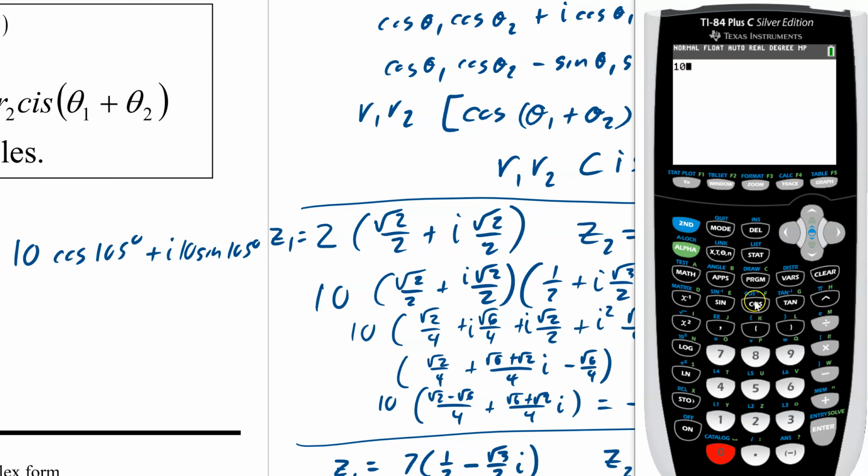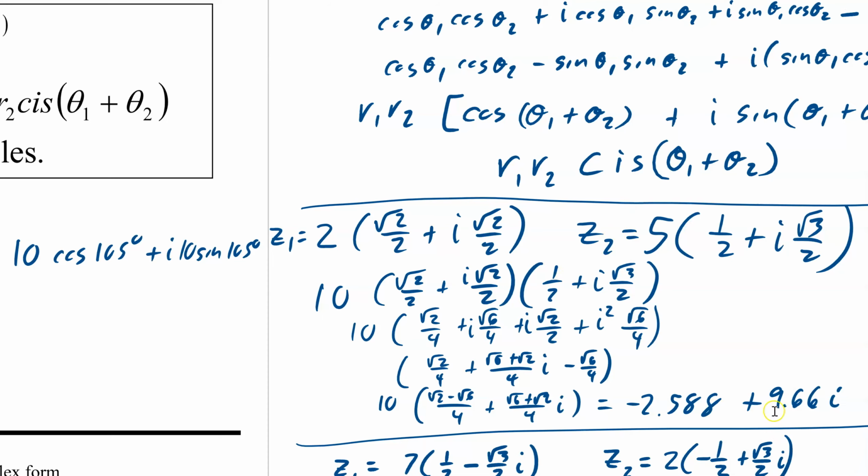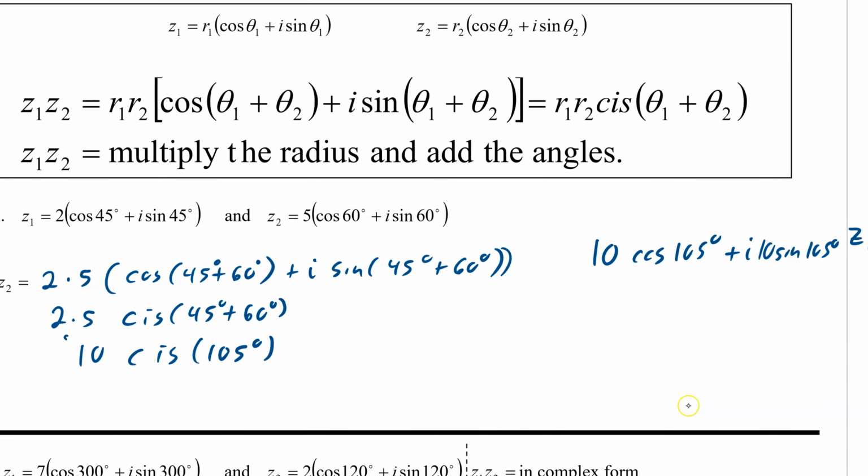So 10 cosine 105 and 10 sine 105. See? Negative 2.588 plus 9.659i. Same answer. So it's a really cool situation. This is all we're doing. We're putting it in that form.